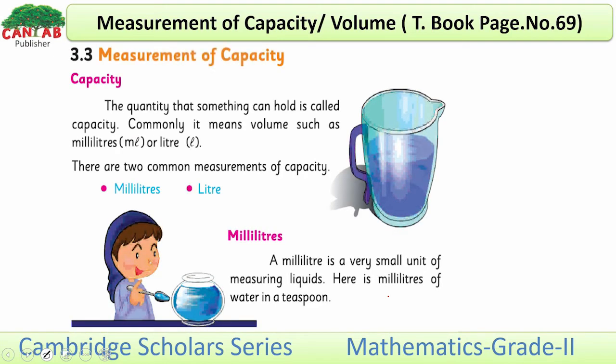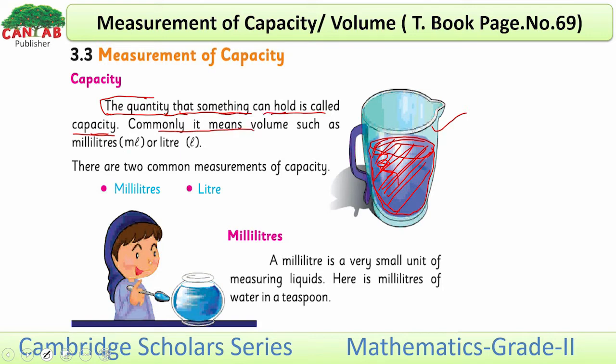Students, now come to the textbook page number 69. Look here, capacity. You have to learn the definition. The quantity that something can hold is called capacity. Look at this jug. How much water a jug can contain, this is the capacity of the jug. This is the water in blue color in the jug. According to this definition, the quantity that something can hold is called capacity.